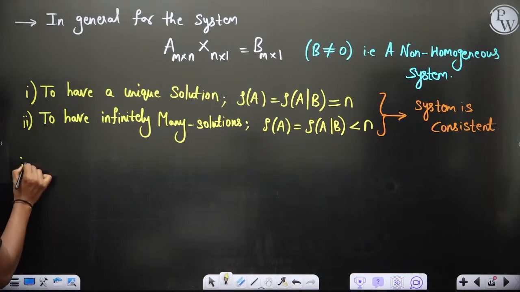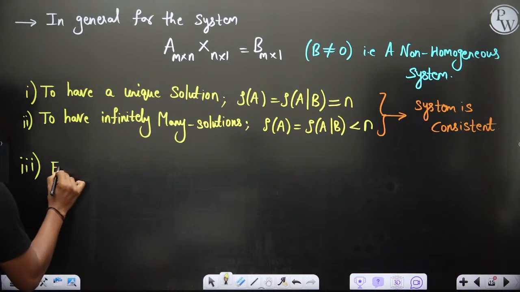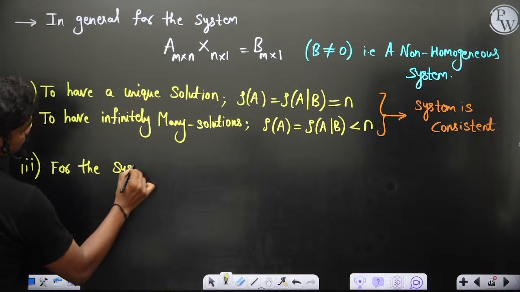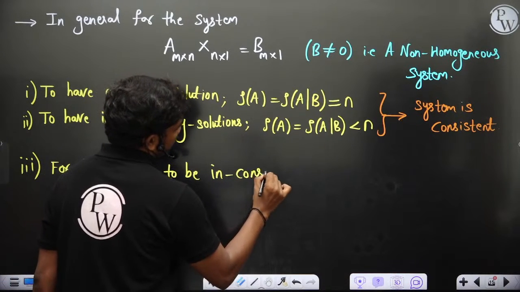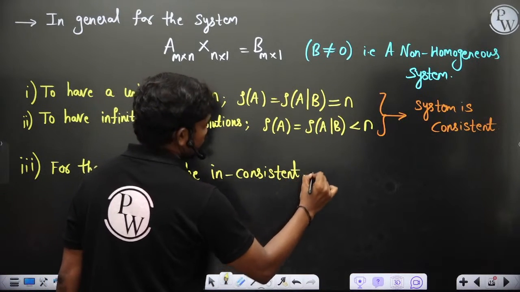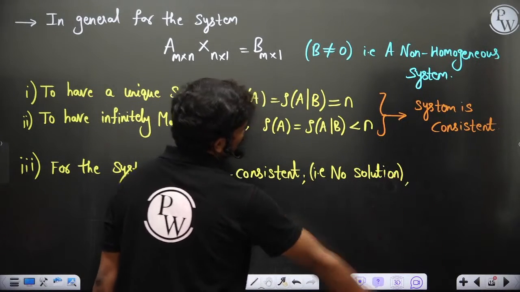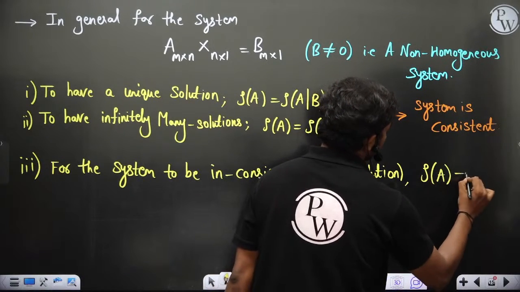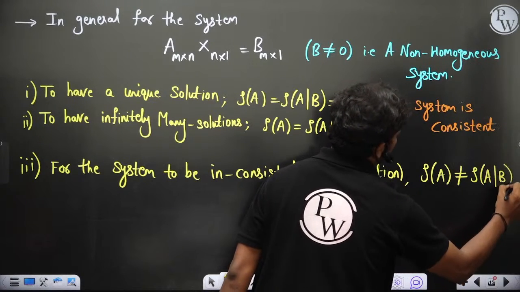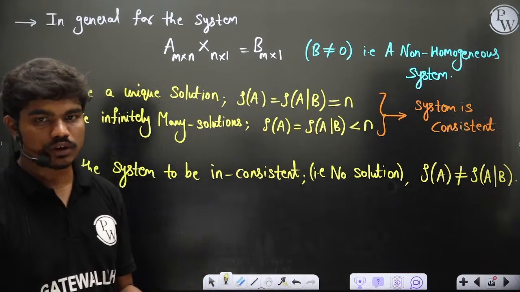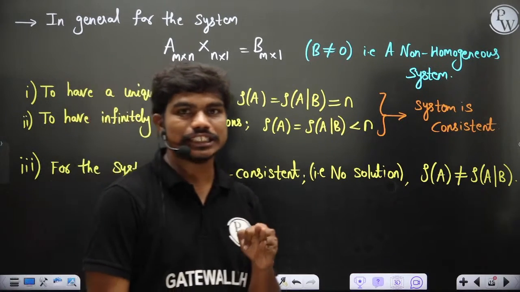Third, for the system to be inconsistent, that is, no solution, rank of A is not equal to rank of A augmented with B, of course. So rank of A is not equal to rank of A augmented with B. So these are the 3 important conditions which decide the consistency of the systems actually.